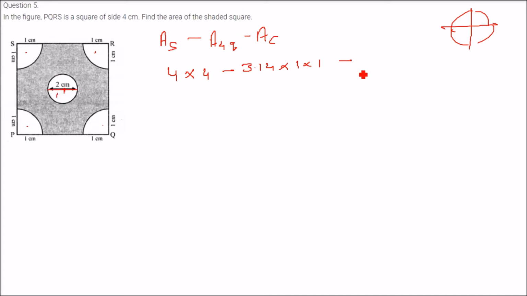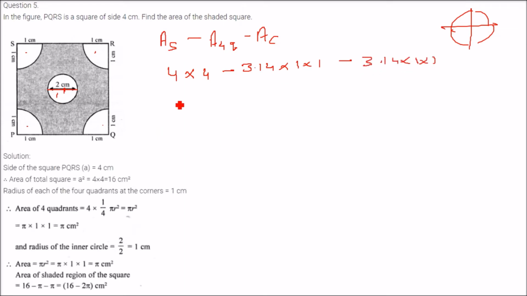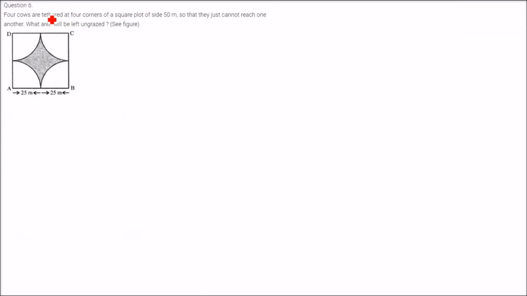What is the area of the circle? See, the diameter is 2, so radius will be 1. So it will be pi r square, 1 into 1. So what do you get? You get 16. This is pi, and this is also pi. So you can just write it as 16 minus 2 pi. And if you want to compute, just place pi as 3.14, multiply it by 2, and subtract it from 16.